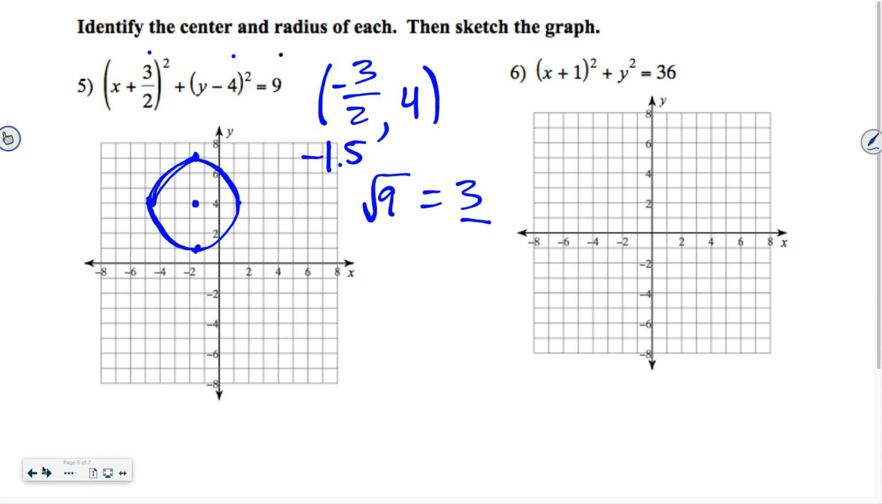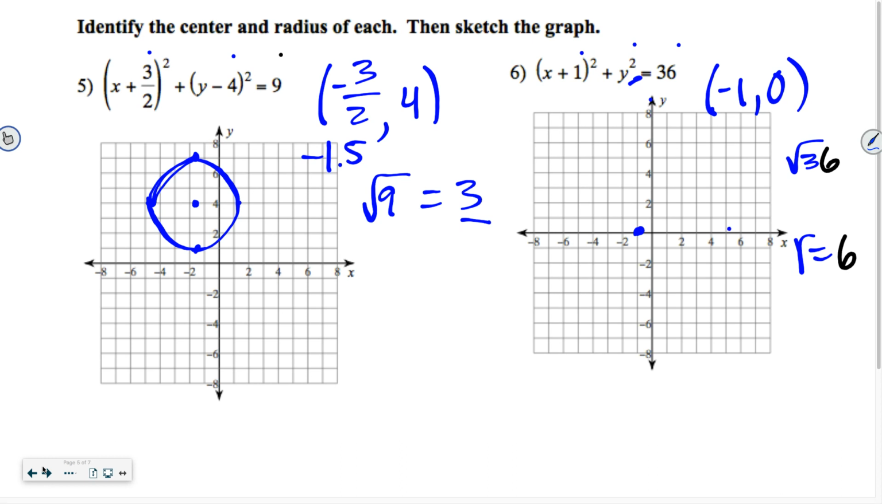All right, next one, opposite squared. So it's going to be negative 1. There's nothing here, so that's 0. And then what is the square root of 36? Why, it is 6. So I'm going to graph the point (−1, 0), and my radius is 6.